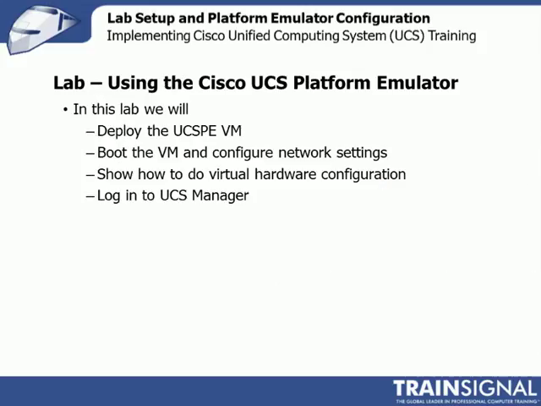In this lab, we will first start by deploying the UCSPE VM, and we're really not going to deploy it. The reason being is I've already got it imported into my vSphere lab. I'm doing this in a VM in Fusion, so I couldn't run Player inside of that. So I went ahead and imported it in, and I'll show you what to do when we first boot. We'll boot the VM, configure network settings, show how to do the virtual hardware configuration, and log into UCS Manager and show you how everything works. So with that, let's get started in the lab.